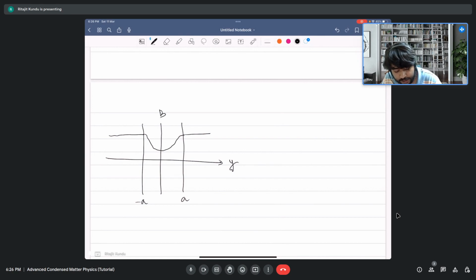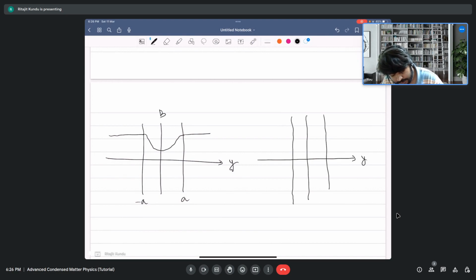For the current, similarly it has a y dependence. Between minus a and plus a, the current is an odd function. Outside there is no current because this is vacuum. So the current has a sine hyperbolic. Let me try to draw a sine hyperbolic. It is kind of a sine hyperbolic, but imagine that it is a pure sine hyperbolic. So this is the current J, and this is the magnetic field.